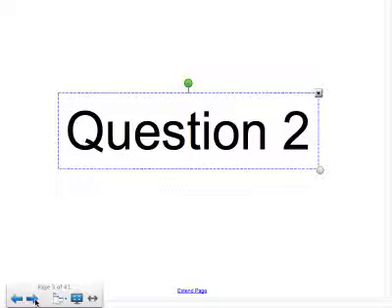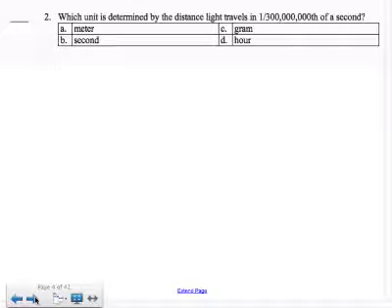Number 2. Which unit is determined by the distance light travels in 1/300 millionth of a second? Well, this goes back to your SI units, and if you don't have the definition memorized, you could look for the clue right here which says distance light travels. So the SI unit of distance is meters. So your answer here should be A.